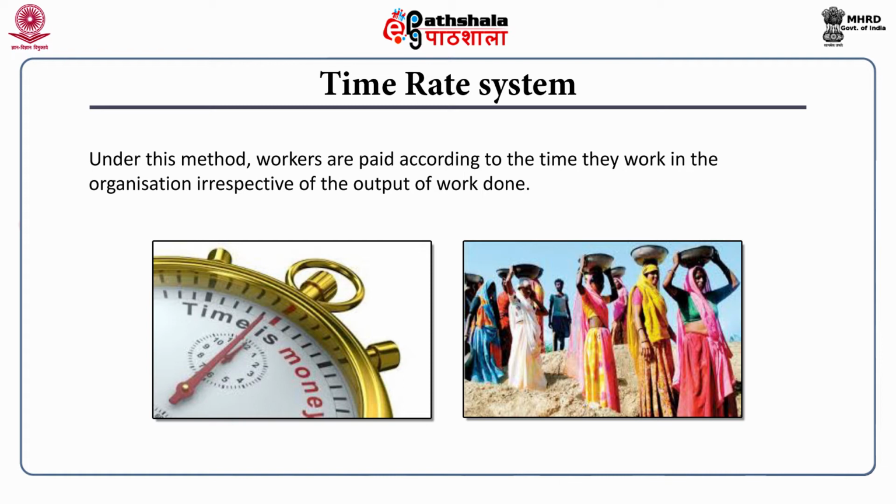In this system, no consideration is given to the quantity or quality of work done by the worker. The factory supervisor has to ensure that there is no wastage of time on the part of the worker and that the quality of goods is also maintained. Under this method, wages are calculated with the formula: total wages equal T into R_S, where T stands for time spent and R_S is the standard rate of pay.